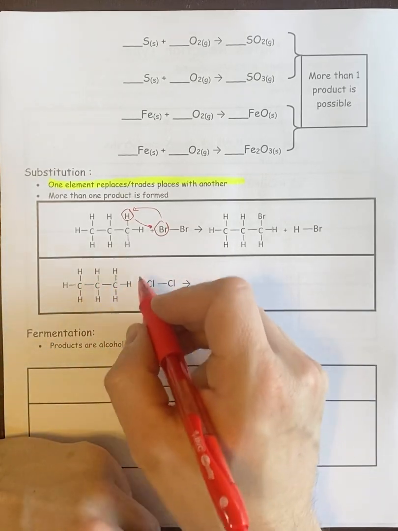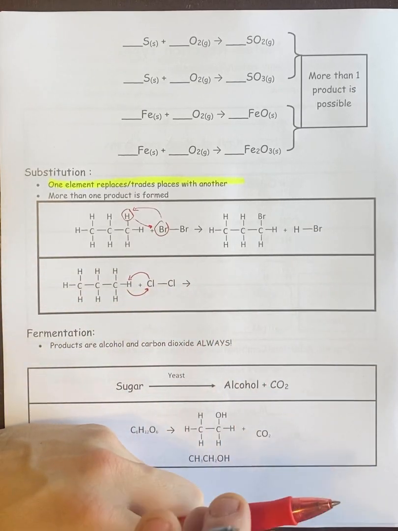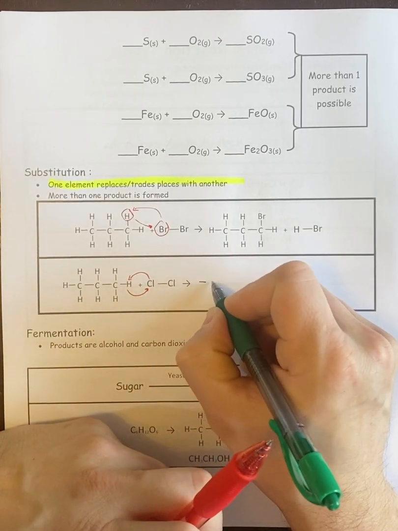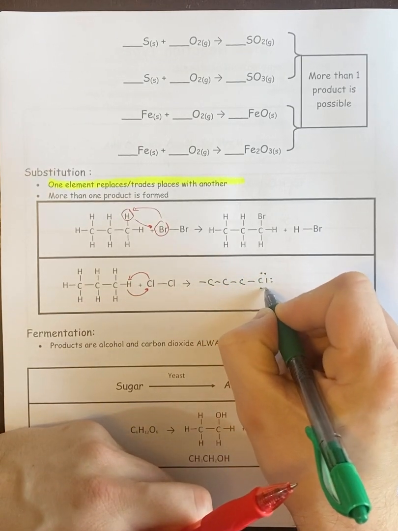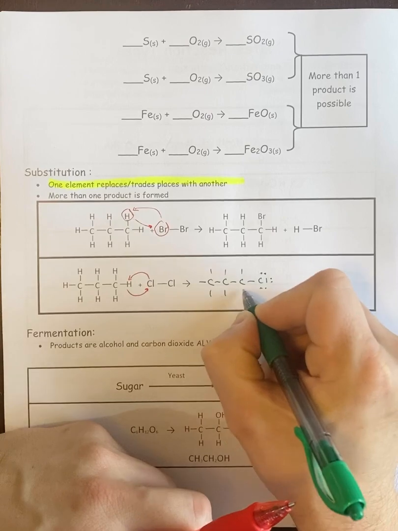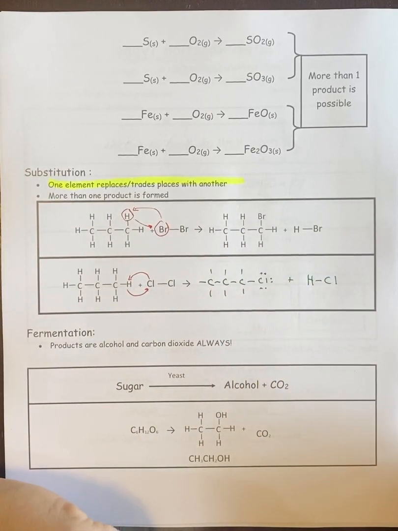So for you to do one, I'm just going to do the easiest thing. I'm going to switch the H with the nearest Cl. And I'm going to end up with this. Done. That's all substitution is.